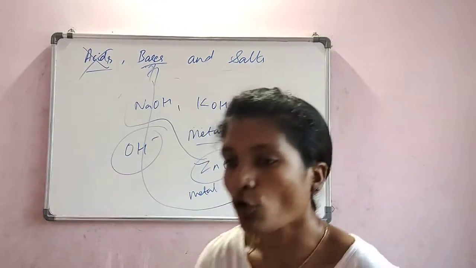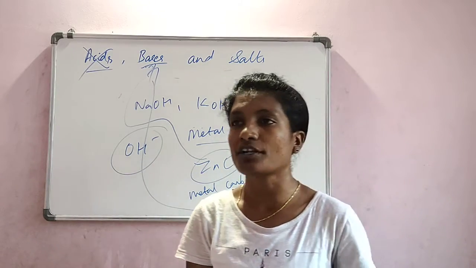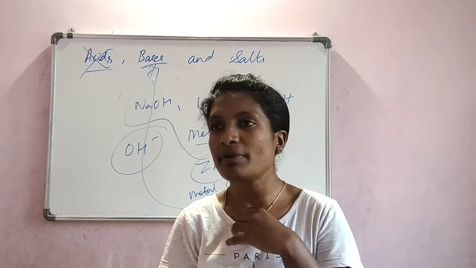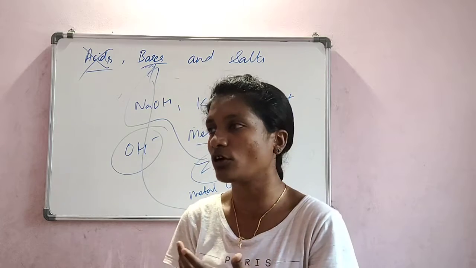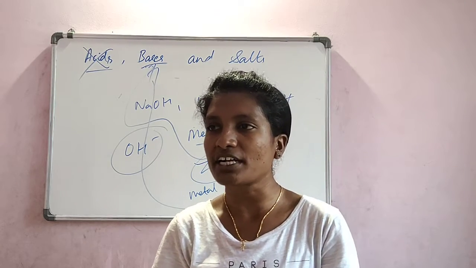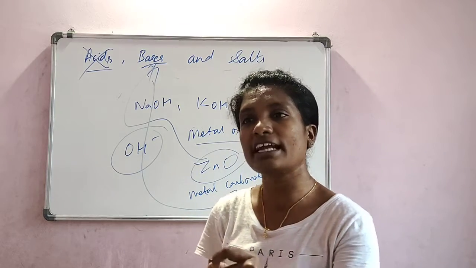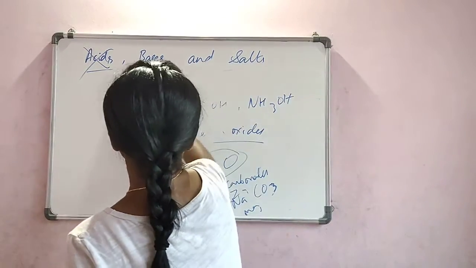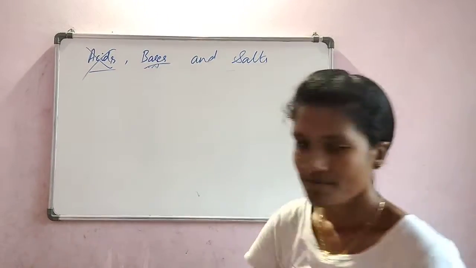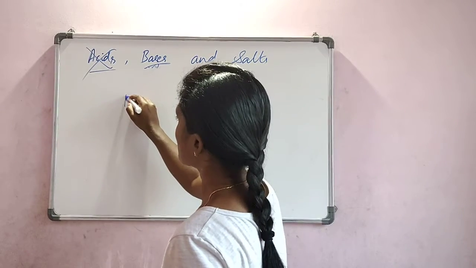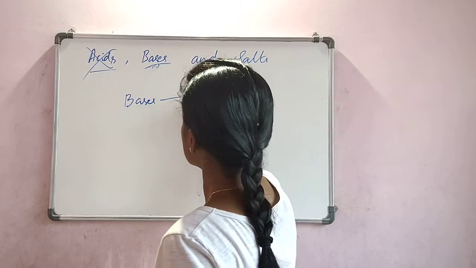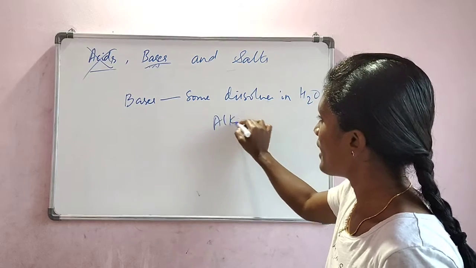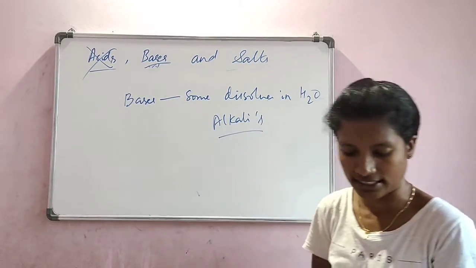Now, there are some water soluble bases. What's the meaning of water soluble bases? Put a base into water. Many of the bases are not completely soluble in water. They will not get completely dissolved into water. But some of the bases will get completely dissolved in water. Such bases are called alkalis. So some bases dissolve in water, so they are called alkalis.